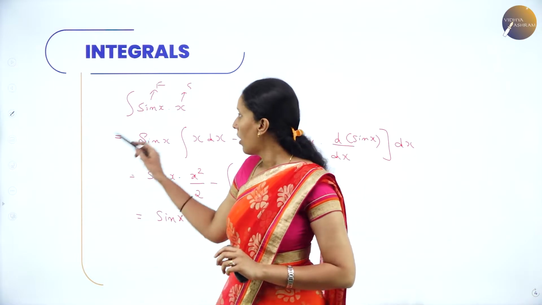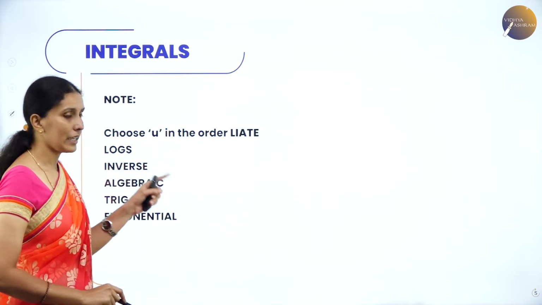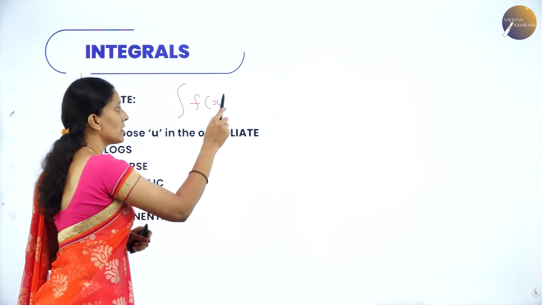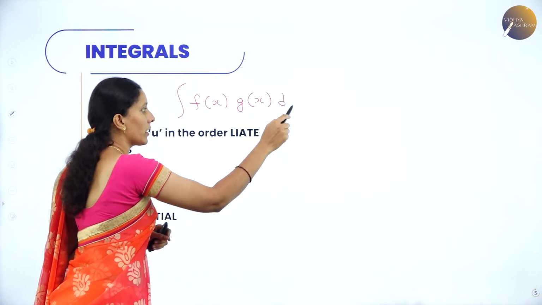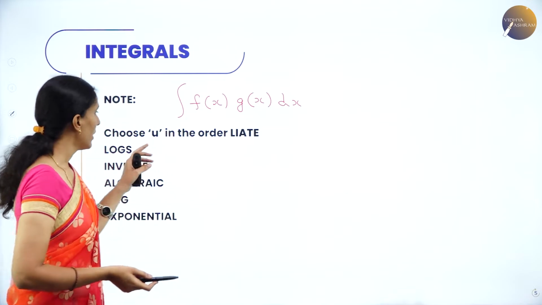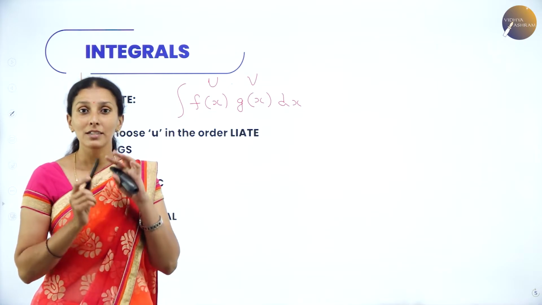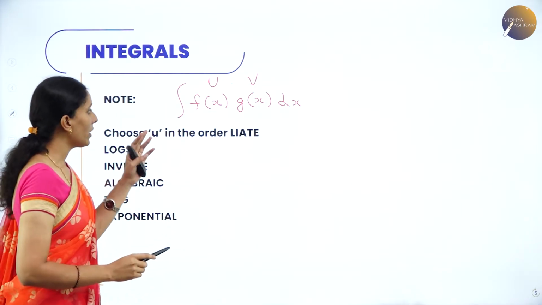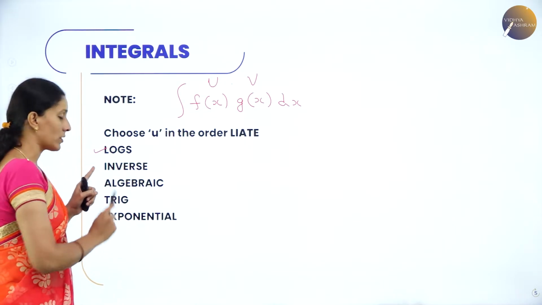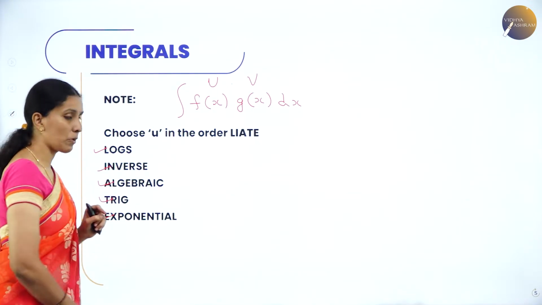So the first function has to be chosen with the rule called LIATE. What is this LIATE? Suppose you have any two functions f of x, g of x into dx. However the function may be given, choose u into v form. So choose u, that is the first function, always in the form: give preference to logs, then inverse, then algebraic, then trigonometric, and finally the exponential function.